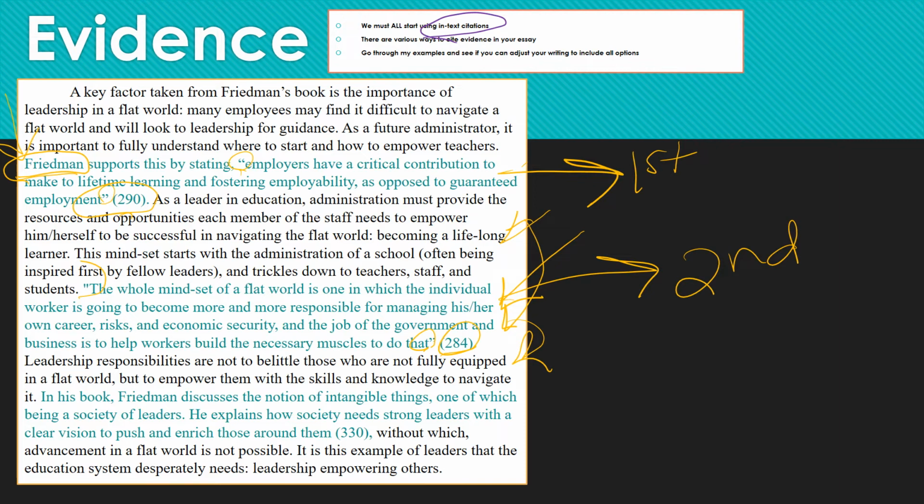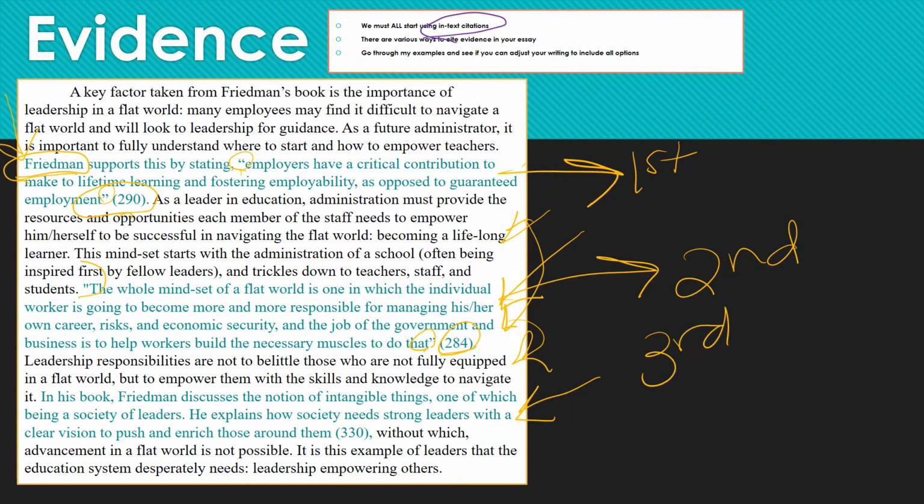He explains how society needs strong leaders with a clear vision to push and enrich those around them, without which advancement in a flat world is not possible. It is this example of leaders that the education system desperately needs, leadership empowering others. Here you've got a third example.